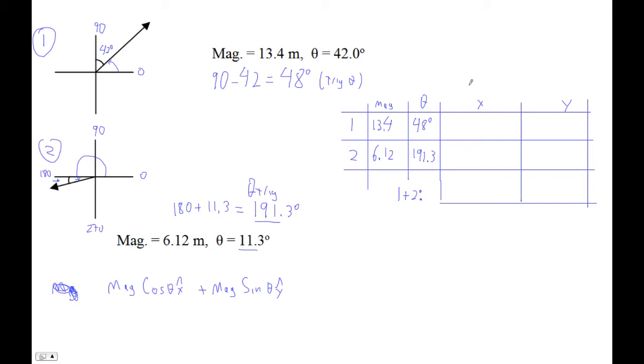Okay, and then remember this side here, the x component, you get these with cos, you get these with sine. We're just using the unit circle for this, right? Only it's not the unit circle anymore. It's in this case the 13.4 meter circle. Okay, so here we go. 13.4 cos 48. 13.4 sine 48. Now, assuming that you are in degrees and not radians.